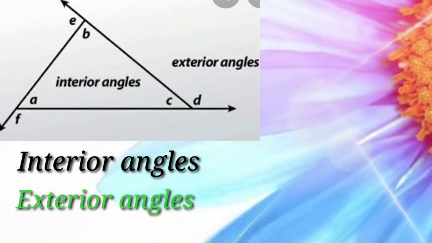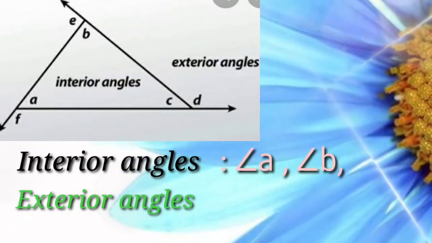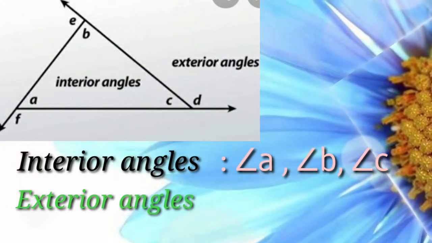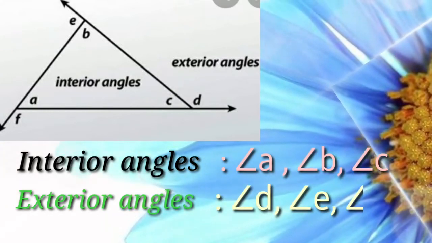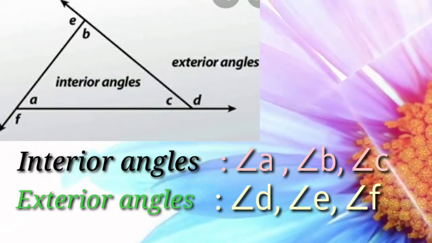Look at the diagram. In the diagram, angle A, angle B, angle C are formed inside the triangle, so they are called interior angles. Angle D, angle E and angle F are outside of the triangle, so these are called exterior angles.